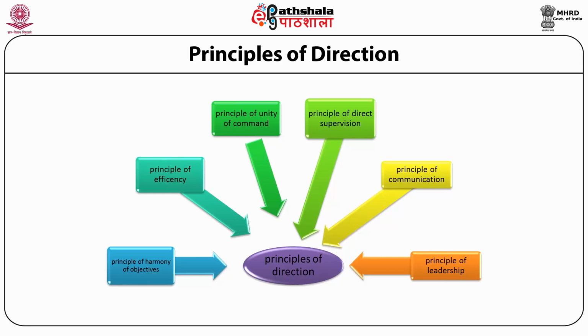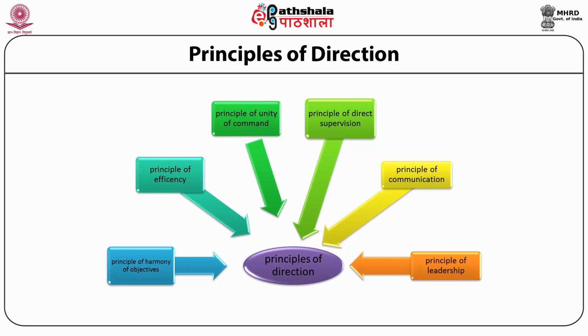Principle of efficiency. Direction should bring efficiency to the operations. Leaders should try to motivate subordinates to increase performance and attain objectives at minimum cost by avoiding wastages. Principle of unity of command. Command must come from only one executive or one superior. Workers must come to know from only one executive as to what to achieve and how to achieve. If there is no unity of command, there will be duplication of work leading to confusion and chaos.